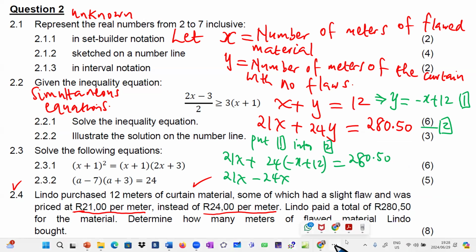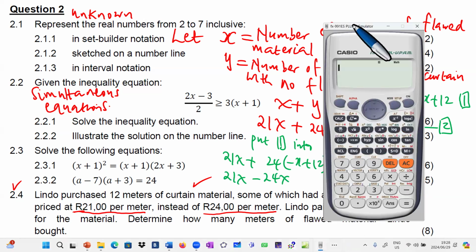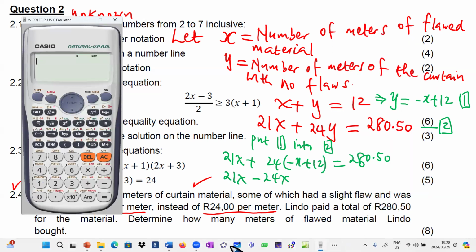I think I launched a calculator. I placed it here. Here is our calculator, and we're just going to use it. I want to use the calculator to multiply 24 times 12. What is 24 times 12? It's 288. Yes. Good.